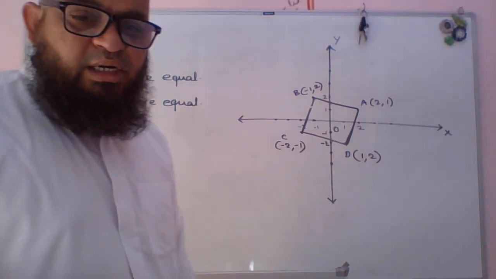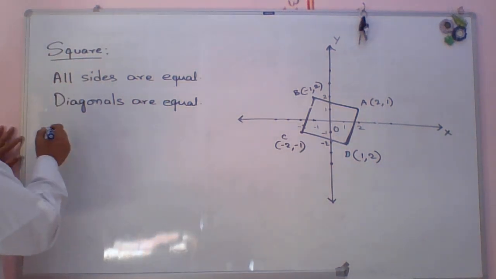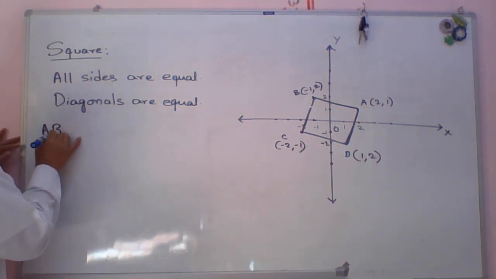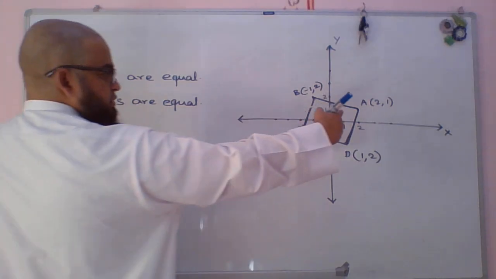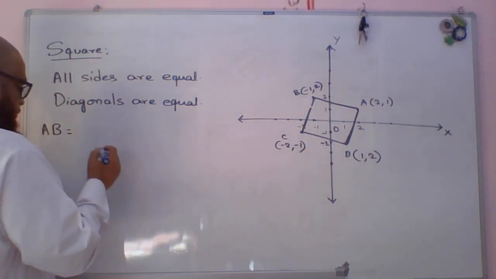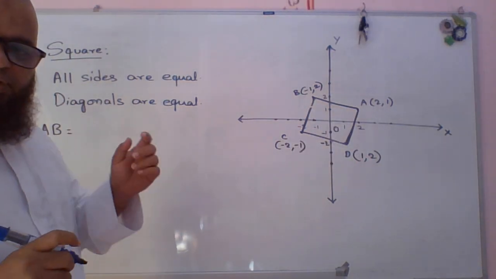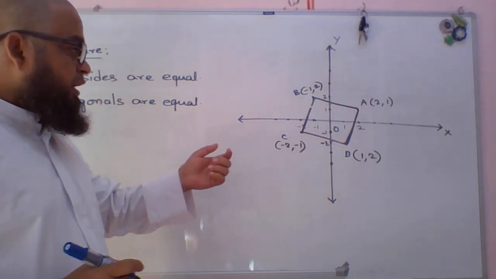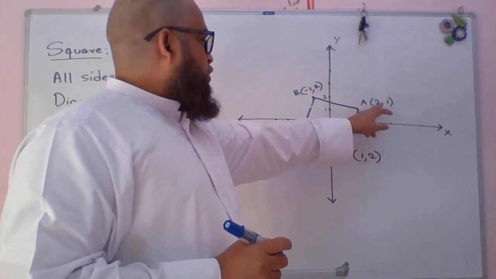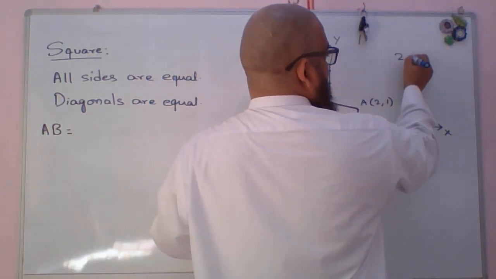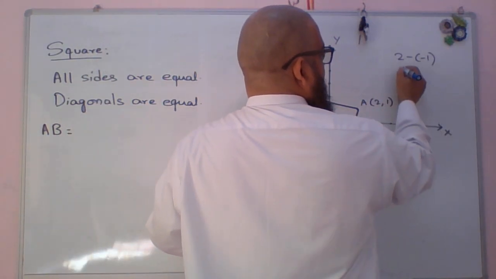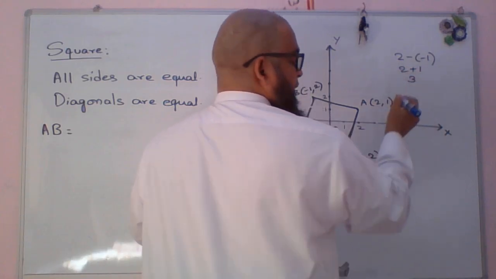Okay, so let us see now. Let us take AB. So A is here, B is here. What you are supposed to do? Do you remember? First, find the difference of x coordinates. So this is bigger. So 2 minus of -1. See, 2 minus of -1. So it is 2 plus 1, that is equal to 3.